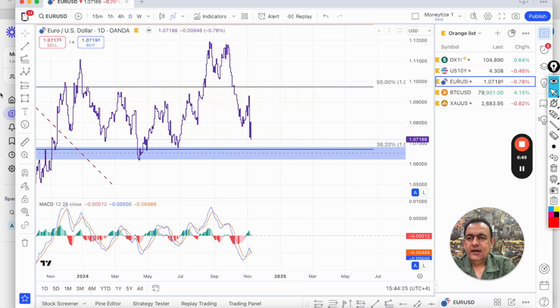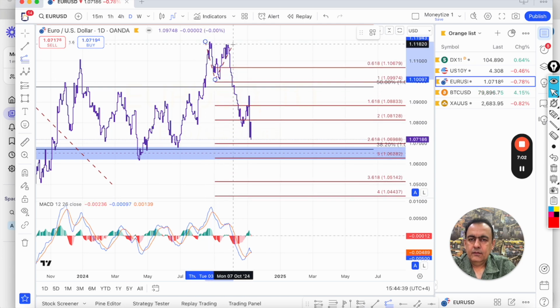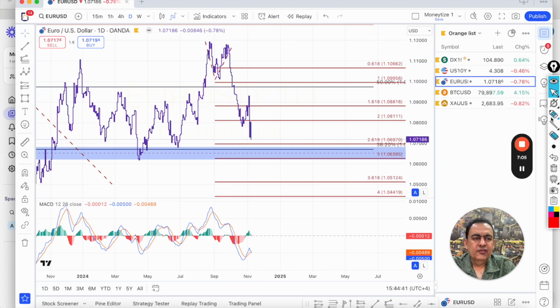Now I'm going to apply fib extension in the downward direction. So I'll start from this high, which is at 1.1194. And currently Euro USD is hovering around FE2618, and the cycle completion level at FE300 is anticipated at 1.06265. So the idea is we might get a short-term bounce, and any short-term bounce should be taken as an opportunity to sell.